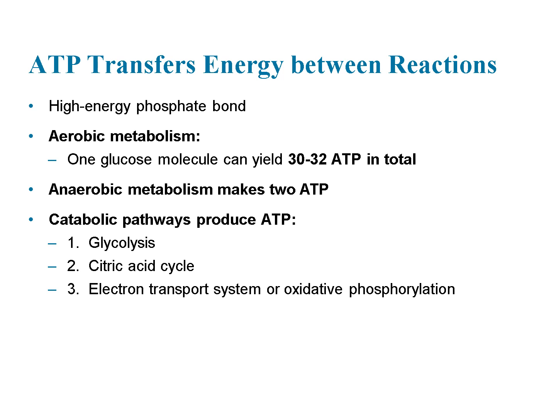Anaerobic metabolism happens without oxygen and produces only 2 ATP per glucose molecule, primarily through glycolysis. Here are 3 catabolic pathways that produce ATP. Glycolysis is the breakdown of glucose into pyruvate. Citric acid cycle processes pyruvate to generate electron carriers. Electron transport system, or oxidative phosphorylation, uses electron carriers to produce the majority of ATP in aerobic metabolism.